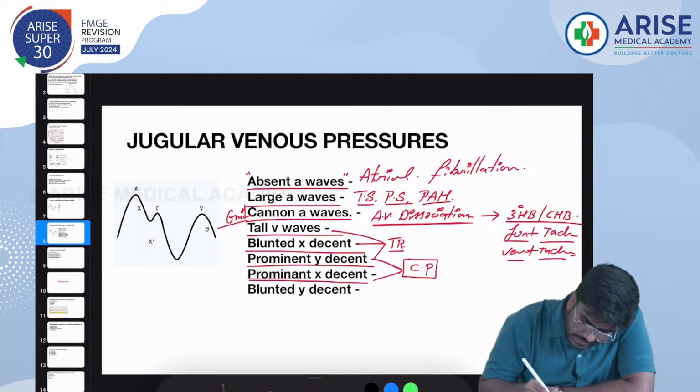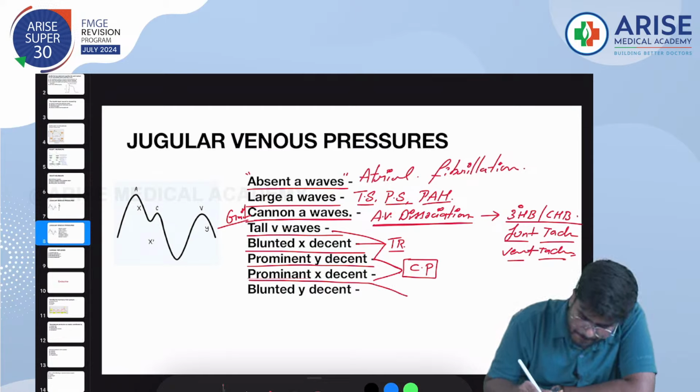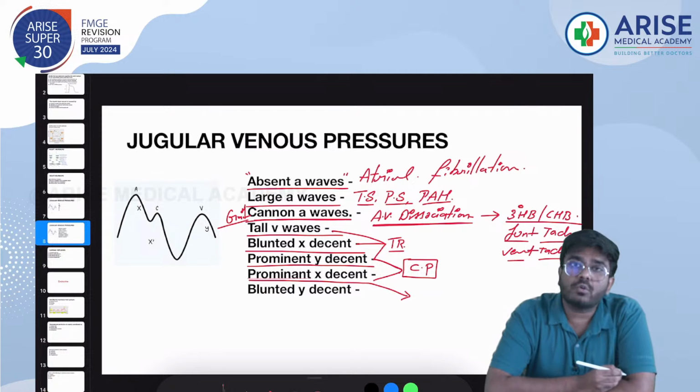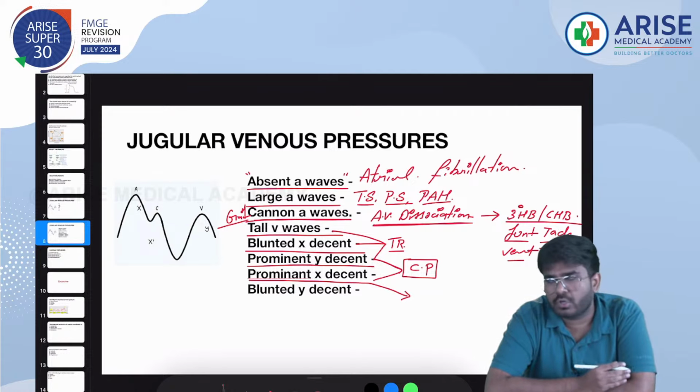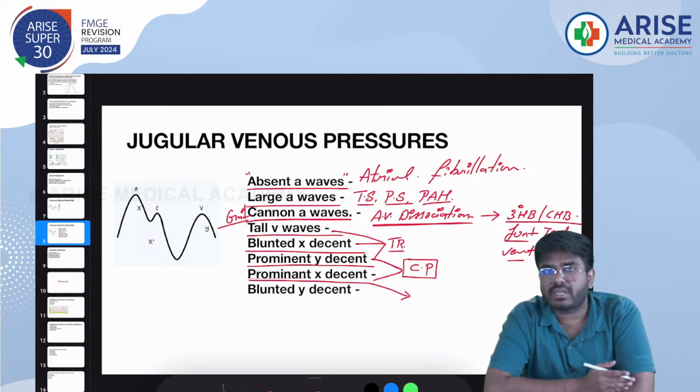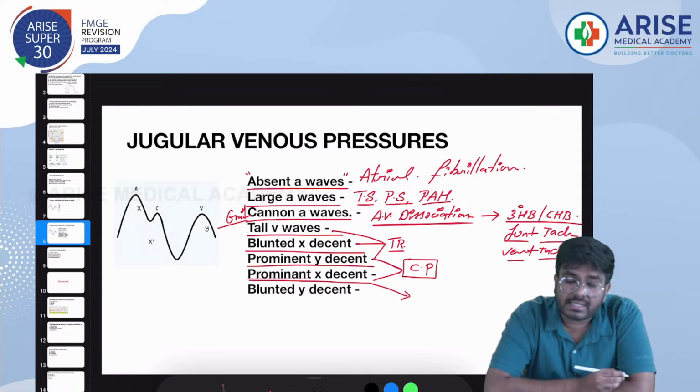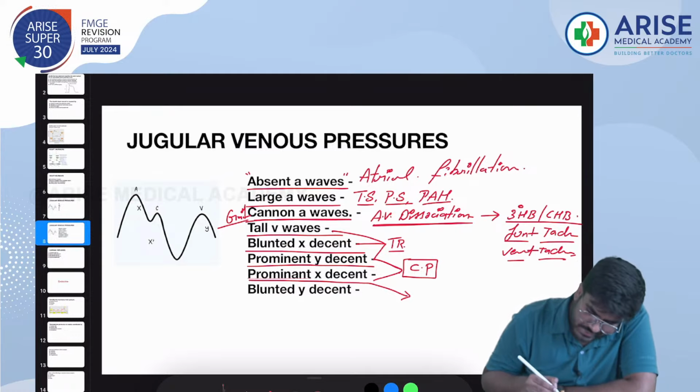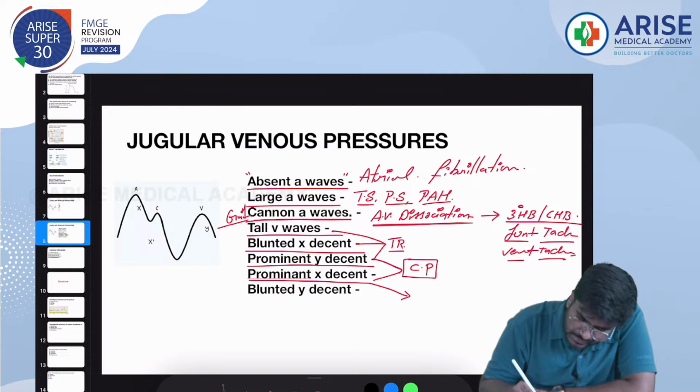Now comes the question. This prominent X descent. Yes, it is seen in constrictive pericarditis, no doubt. Prominent X is going to be seen with constrictive pericarditis. But this prominent X descent is also seen with one more condition. What is that? The prominent X is also seen with cardiac tamponade. So there is a condition called cardiac tamponade. In cardiac tamponade, the patient is going to have prominent X, blunted Y.